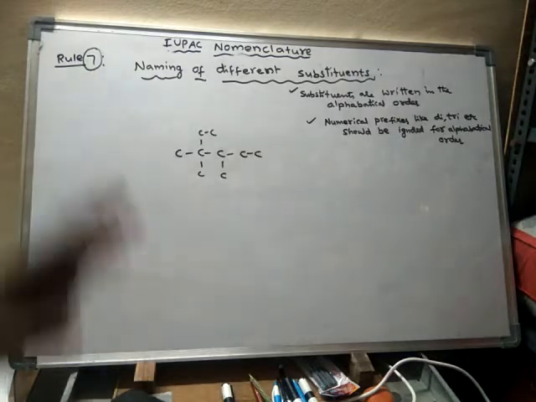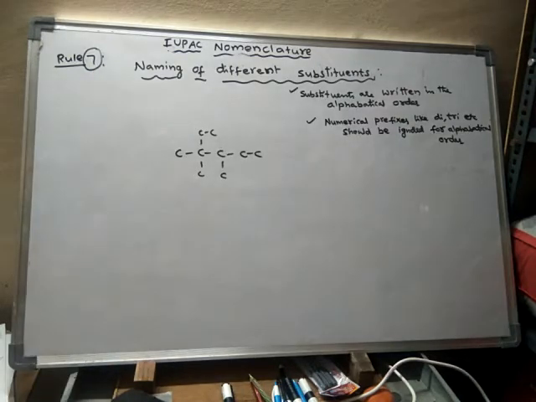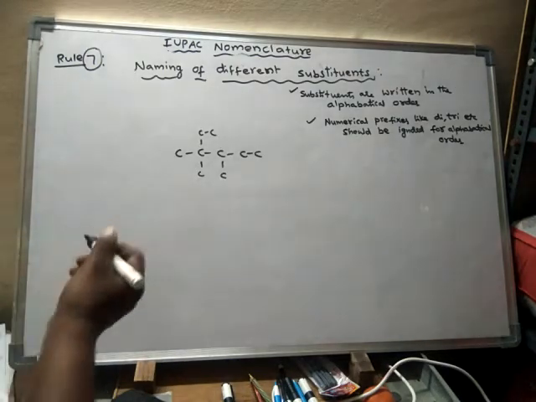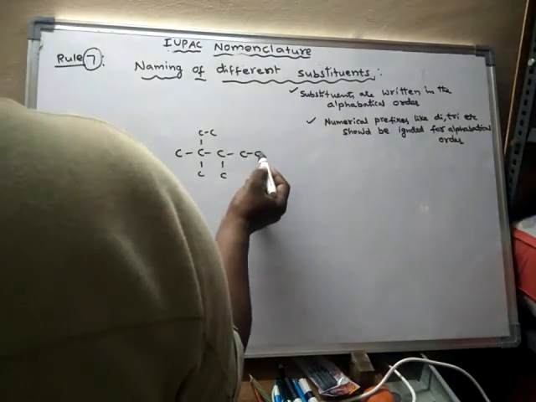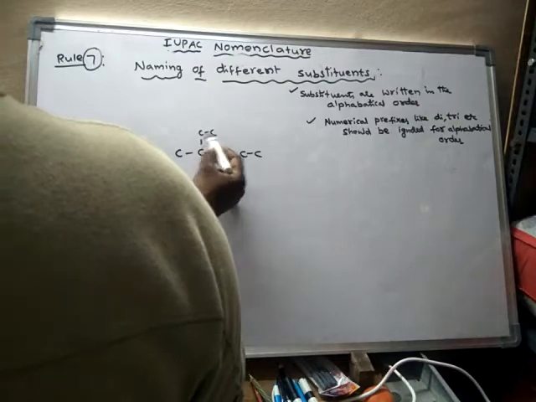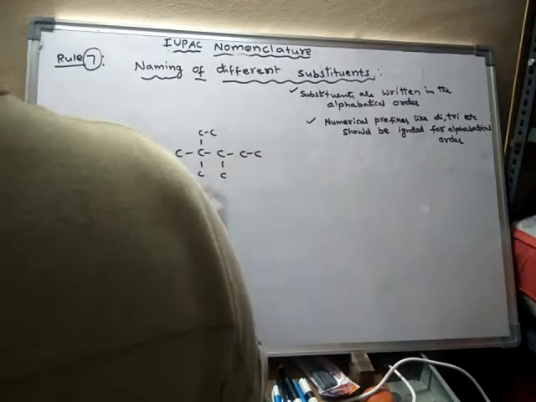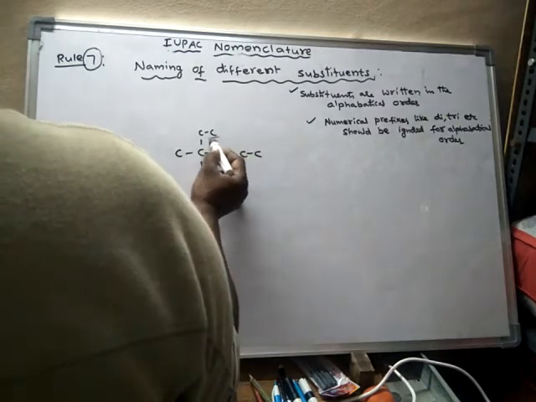For example, this is a compound. Okay, so we'll write the name of this one. So what is the parent chain? What is the parent chain? 1 2 3 4 5 6. 1 2 3 4 5. Okay, so this will become the parent chain.